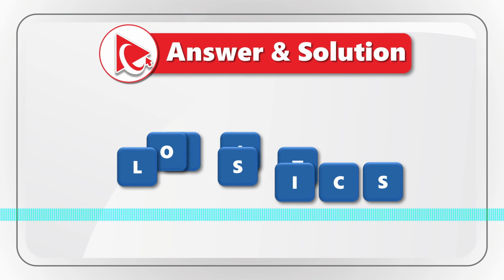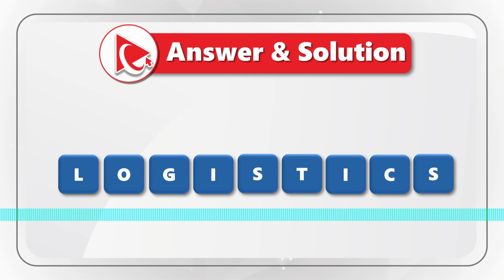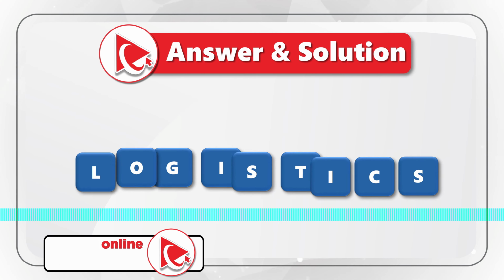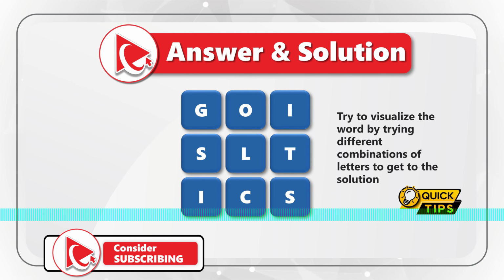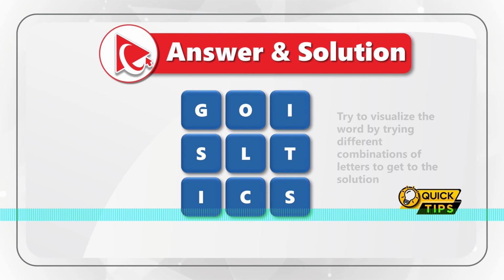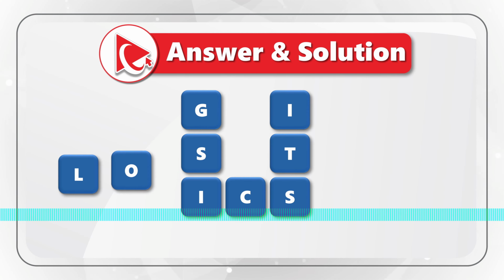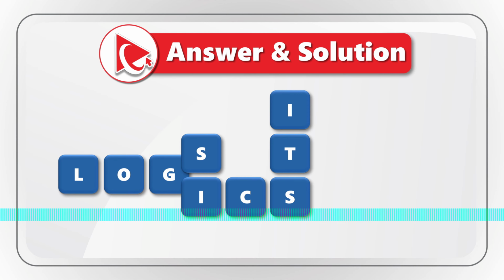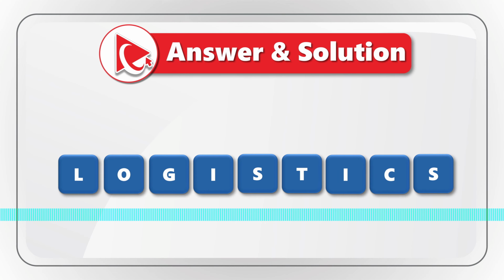The answer is logistics. The word is spelled as L-O-G-I-S-T-I-C-S. To get better at solving these types of challenges, try to visualize the word and try different combinations. For example, if you look at the original 9 letters, you will see that if we start from the middle, you can start building the word L-O-G, and then you build the remainder of the word to get to the correct answer.